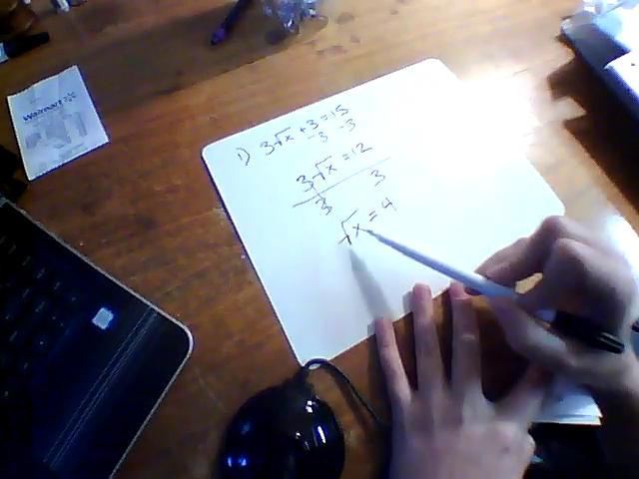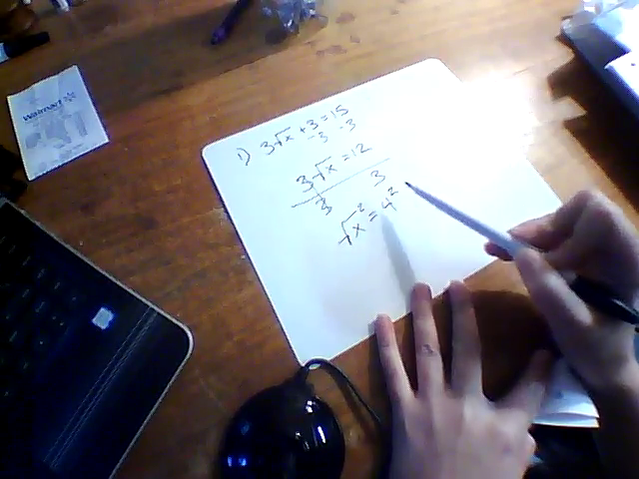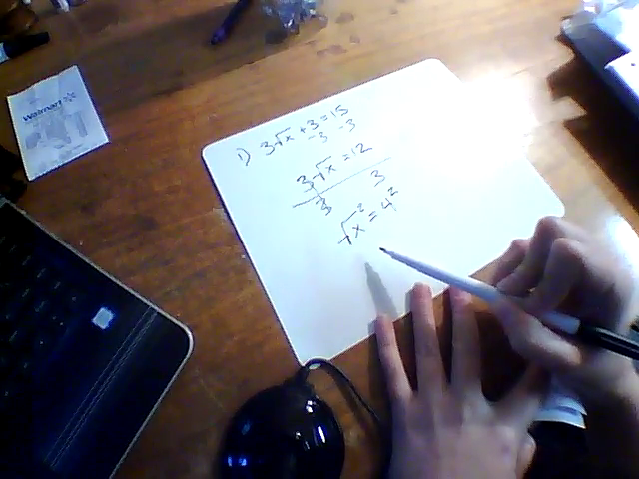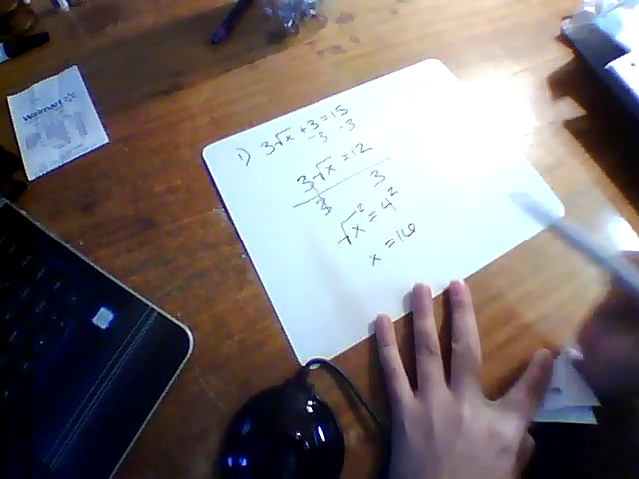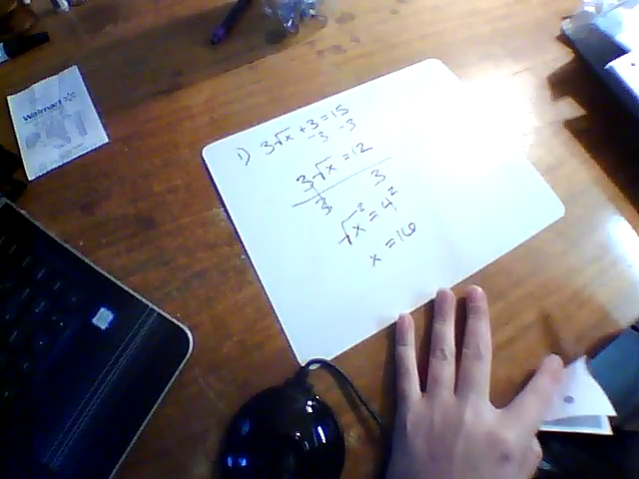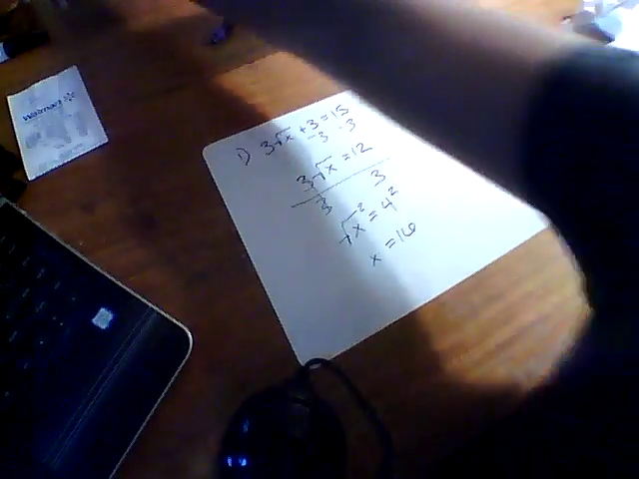Okay. We can then square both sides and we will have x equals 16. So that's just number one done out.